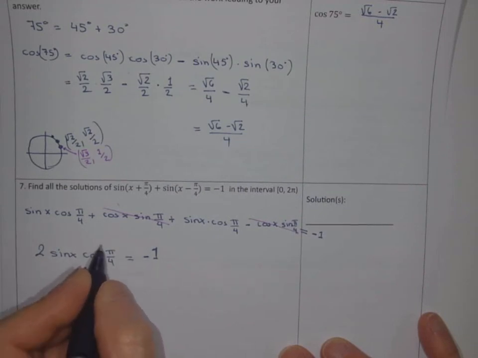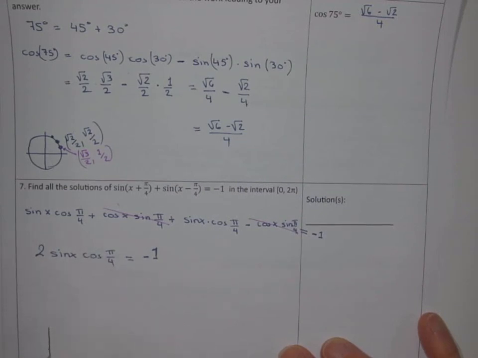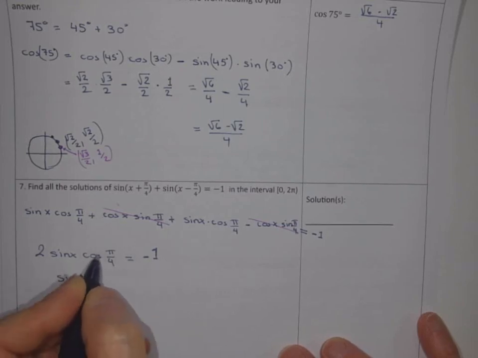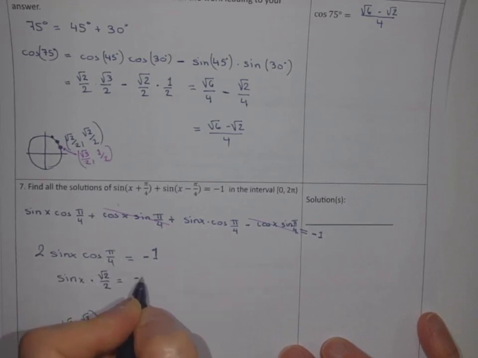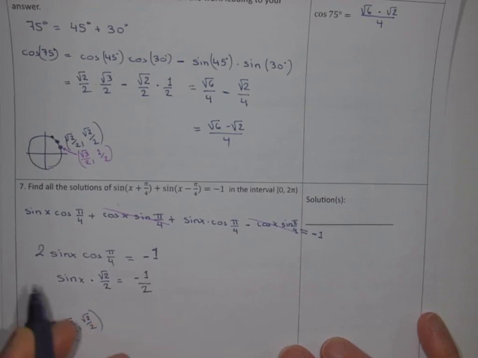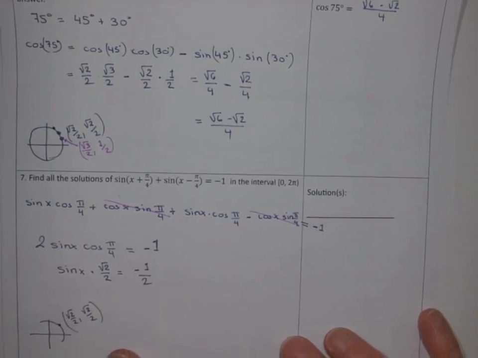And I'm going to evaluate what the cosine of pi over 4 is. Now remember, we did that earlier. But the cosine of pi over 4 is right there, and the cosine will be square root of 2 over 2, right? Because it's an x value. So we're going to divide by 2. Sine of x times the cosine of pi over 4, which is square root of 2 over 2. Okay, and I divided by that 2 right there, okay?